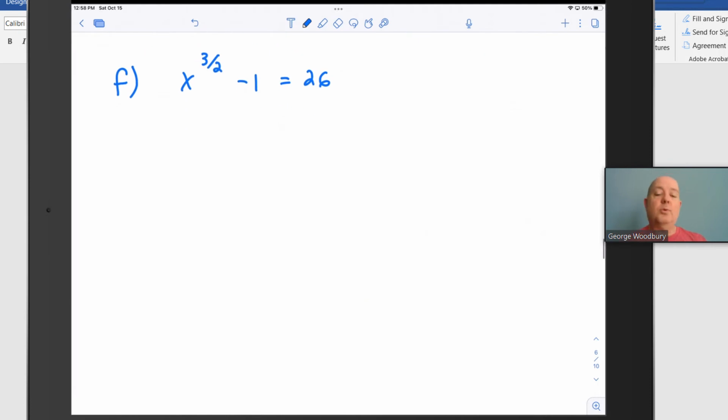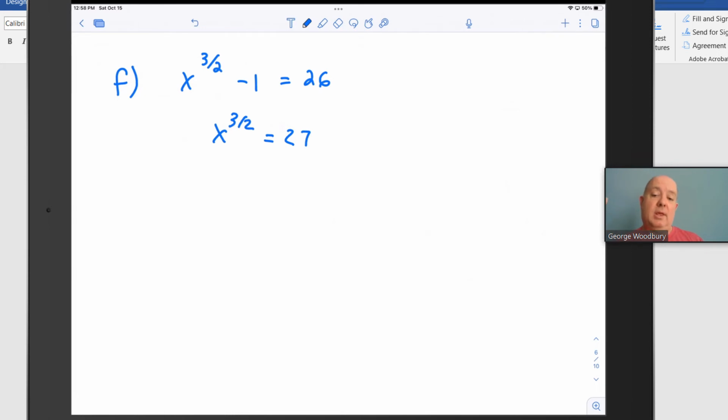Right. For the other one, I'm going to try it a little differently. I've got x to the 3/2 power minus 1 equals 26. And so the first thing I want to do is isolate the exponential expression. x to the 3/2 will equal 27 by adding 1 to both sides.